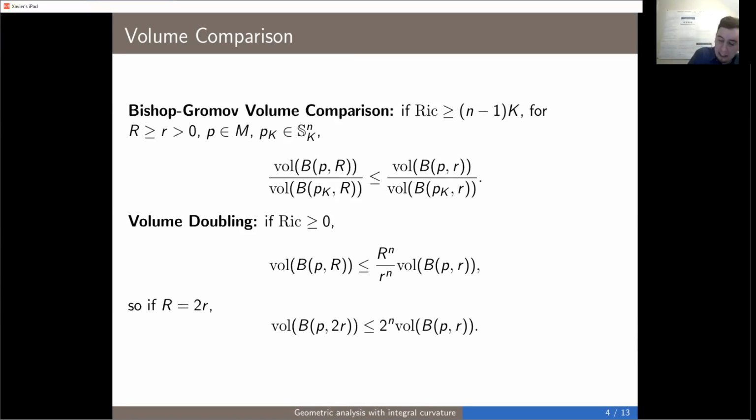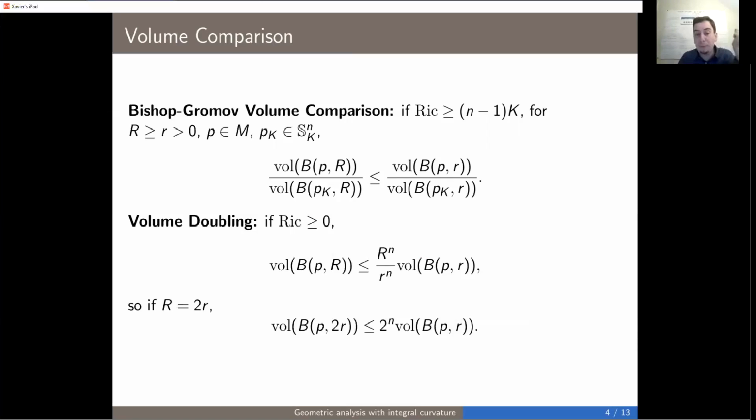Okay, so what this is saying is that if you take the ratio of a large ball in your manifold divided by the volume of a ball of the same radius in the model space, then that's going to be less or equal than the same ratio but for smaller balls. Okay. So this inequality, if you're not familiar with this field, might seem kind of weird, but it's actually a very big deal, and it's very much non-trivial.